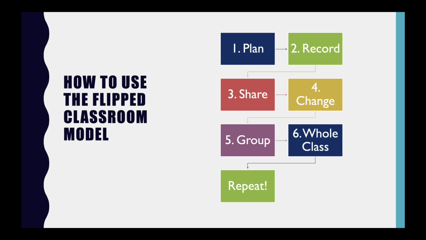4, change. Now that your students have viewed your lesson, they're prepared to actually go more in depth with the topic. 5, group. An effective way to discuss the topic is to separate into groups where students are given a task to perform. For example, write a poem, a play, perform a problem, or make a video. Number 6, whole class. Get the class back together to share the individual group's work with everyone. Ask questions and dive deeper into the content. After that, you're going to repeat these 6 steps.